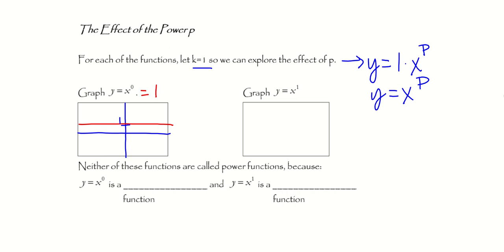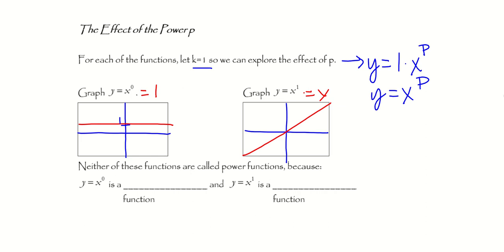If we look at the graph of y equals x to the 1, right, this is just y equals x, and we know that that is a diagonal line that passes through the point 0, 0, 1, 1, 2, 2, and so on.